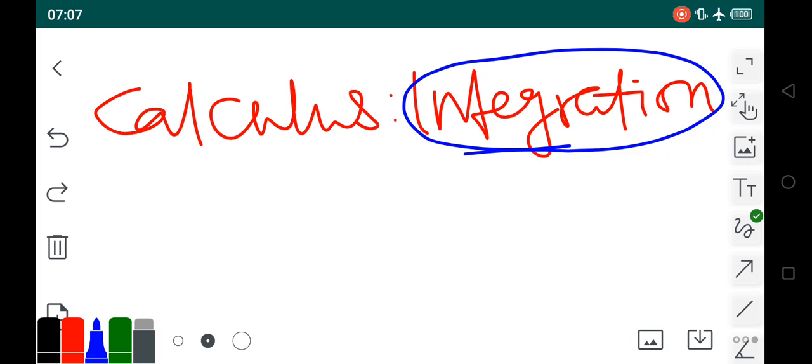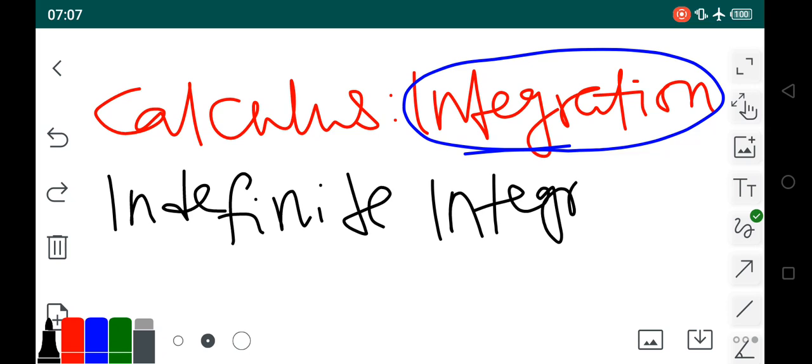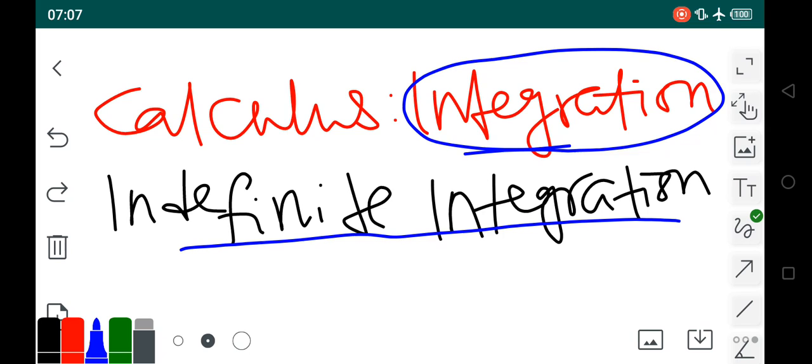To begin, first of all, we have what is called indefinite integration, or rather indefinite integral. You have to understand what it means when you are given something that can be described as an indefinite integration or indefinite integral. So what does indefinite integration look like?